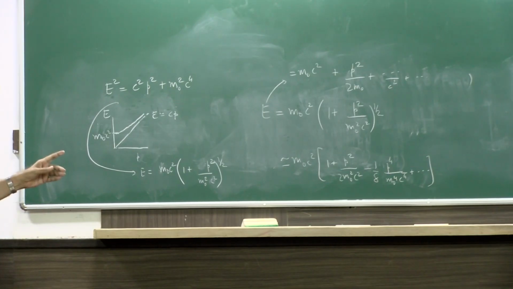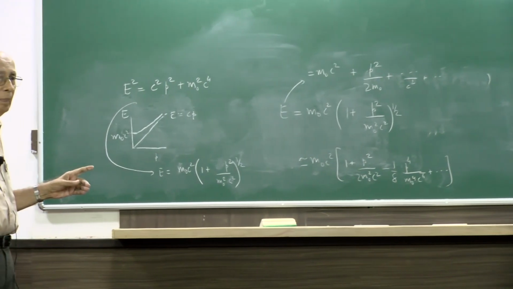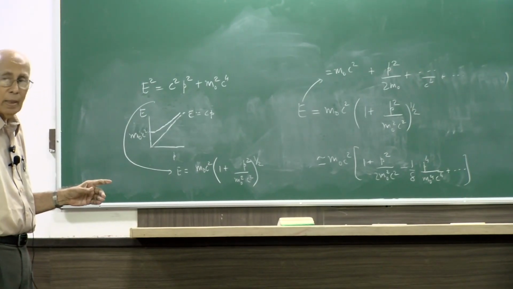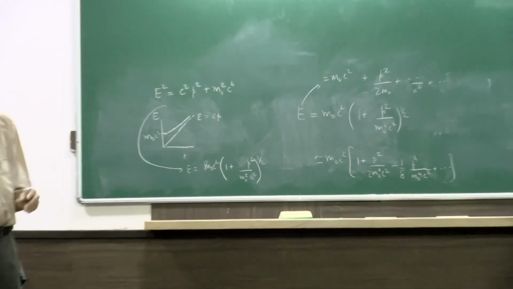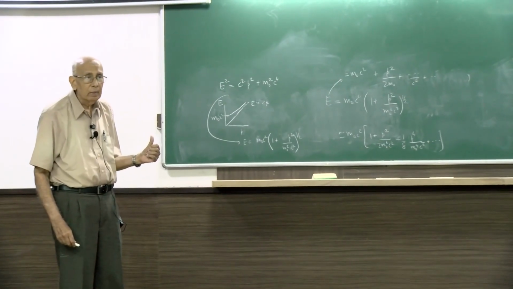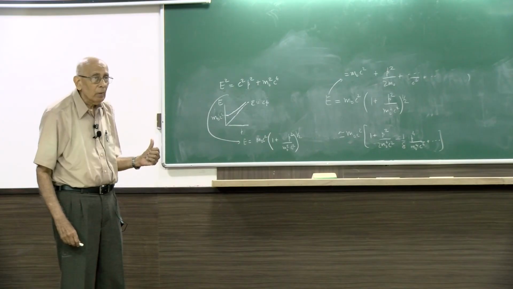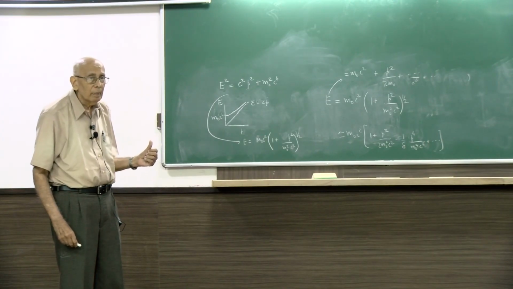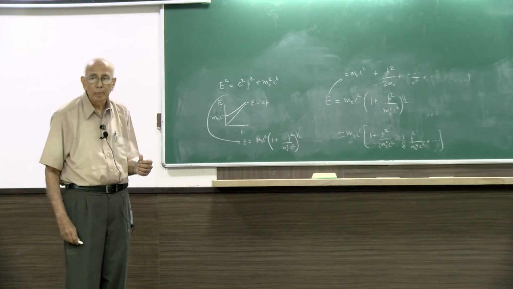What's the second term? p squared by 2m. And what does that remind you of? Exactly. Now you know where the formula p squared over 2m comes from. It comes from here. What is great about that term? What's striking about that term?